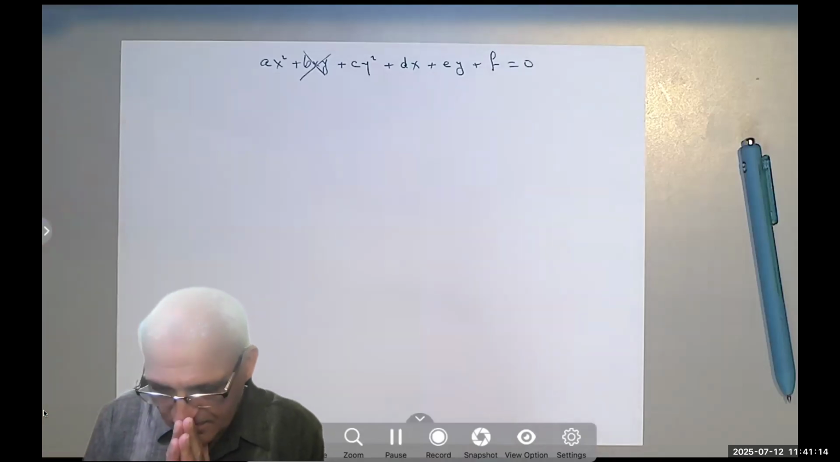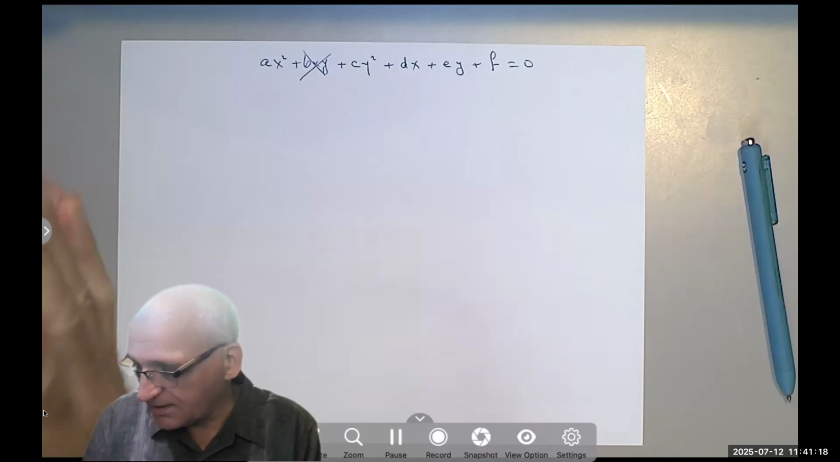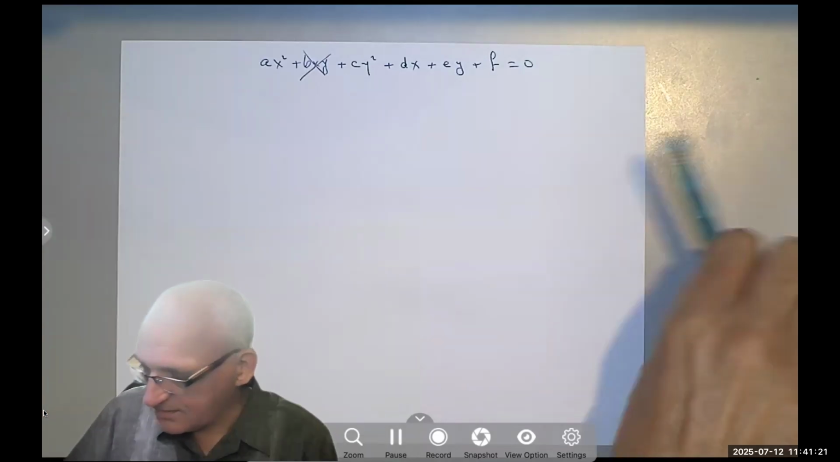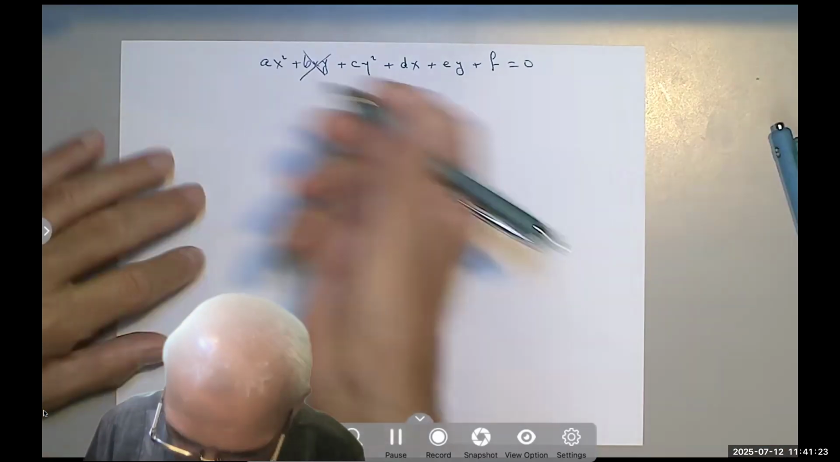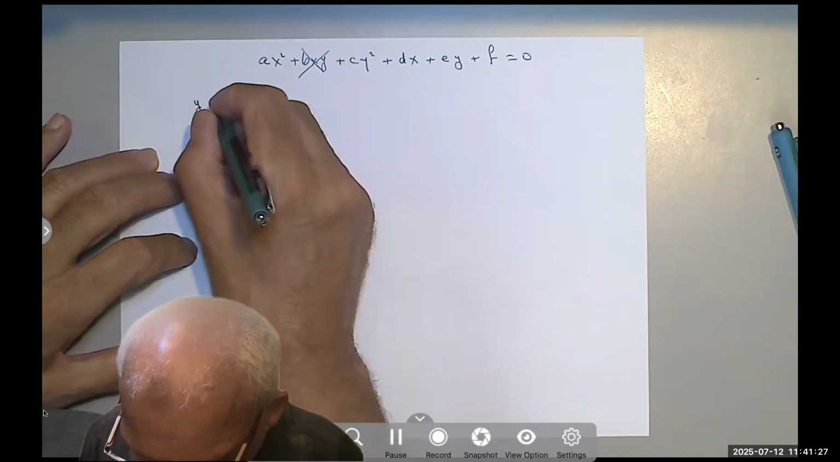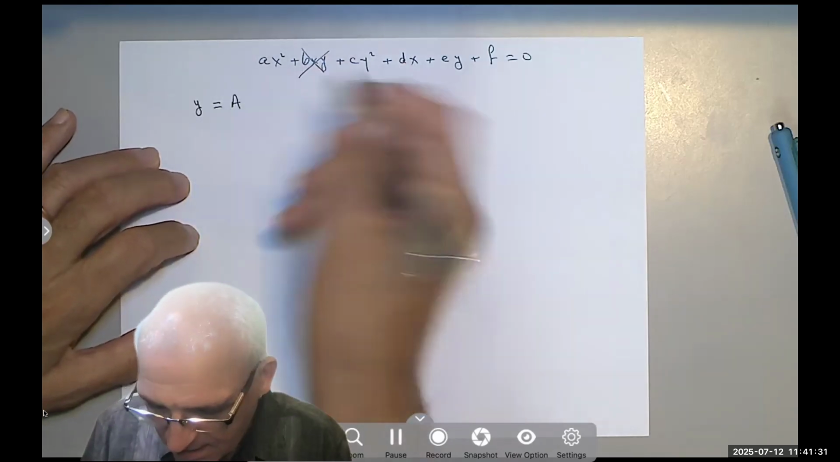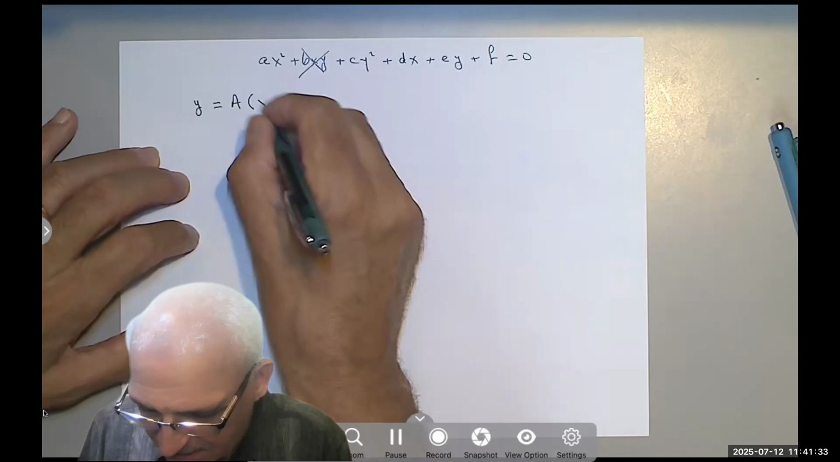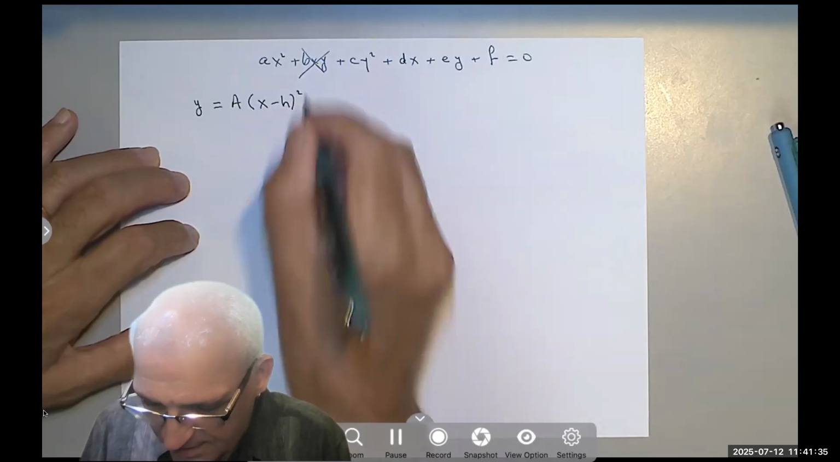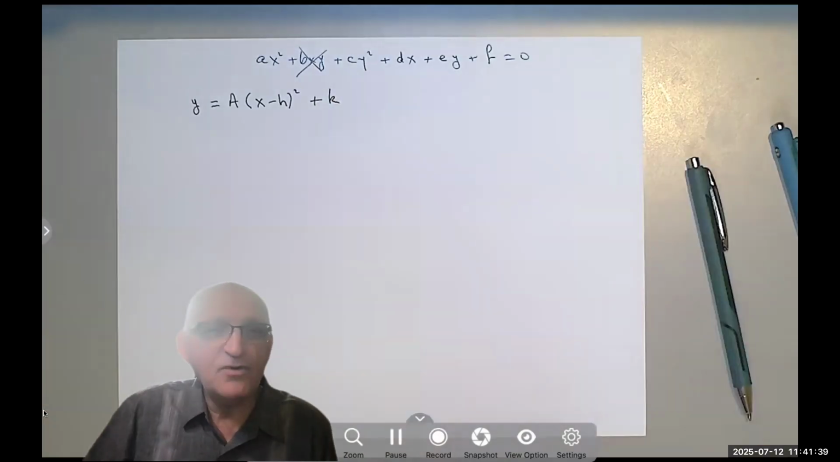Now, the way we are going to show our parabola would be one of different forms. So for example, I can have y equals some constant, let's say we call it for now a, times x minus h squared plus k. That's usually how you will see it.